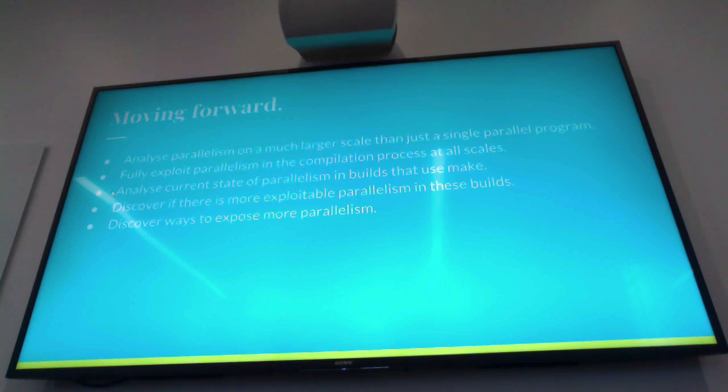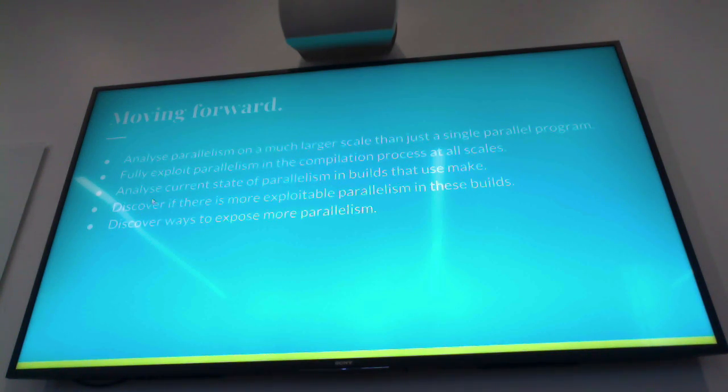This parallel analysis is part of a much larger project, analyzing parallelism in compilation. One thing about this is that we are analyzing parallelism on a much larger scale than just a single program. So that's partly what makes this work differ from the Cilkview or the Cilkprof work that I mentioned. And one of the goals is to fully exploit parallelism in the compilation process at all scales, where obviously your build is one of the scales of your compilation process.